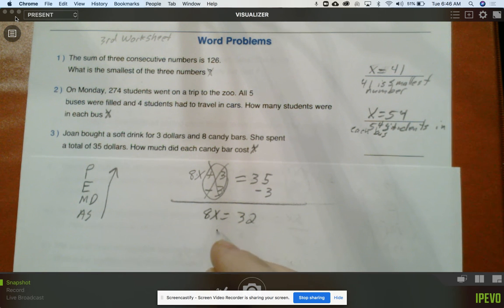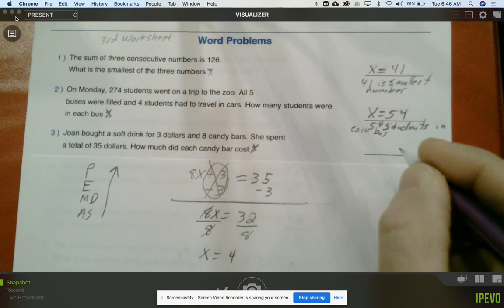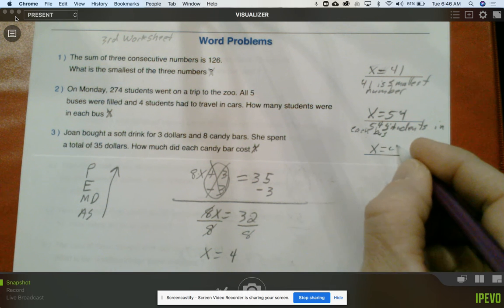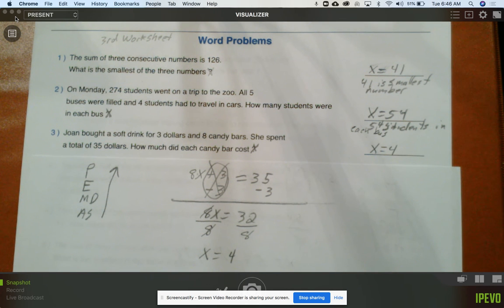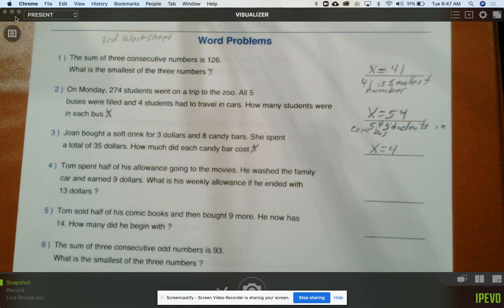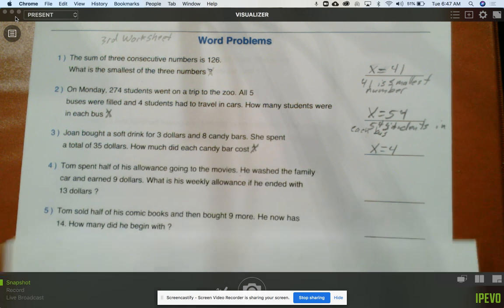So there we go. All right, so now I'm left with 8x equals 32. To get x by itself, I divide both sides by 8, and I am left with x equals 32 divided by 8 is 4. Oh, there's my answer. X equals 4. And again, to answer that, each candy bar costs $4. That's what the actual final answer would be if you were writing this on the test. Let's go on to the next one.